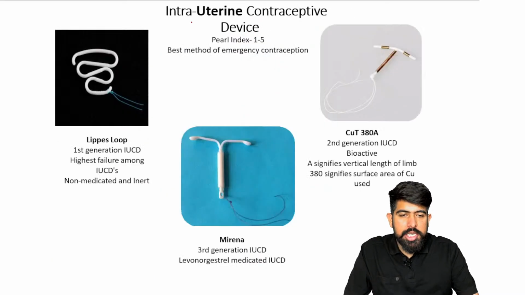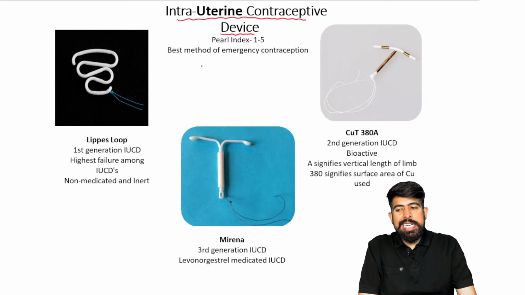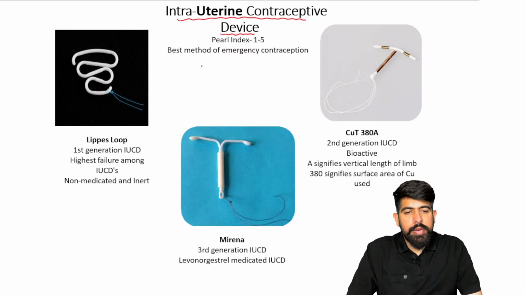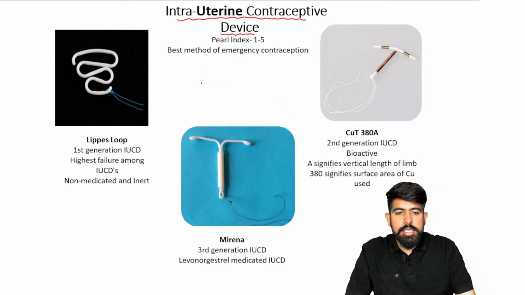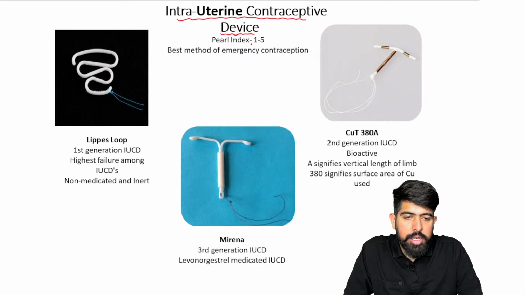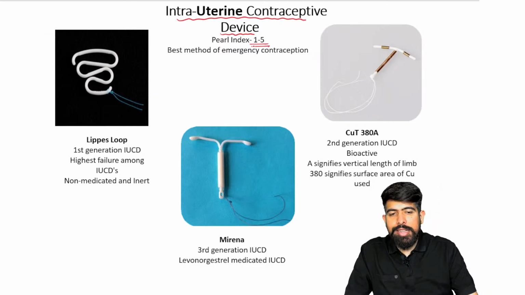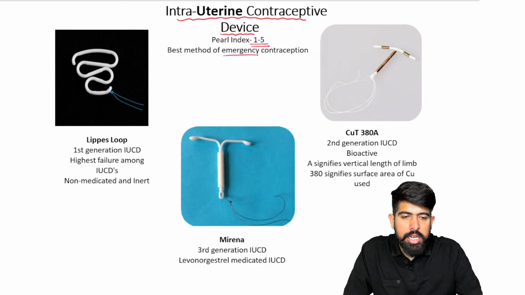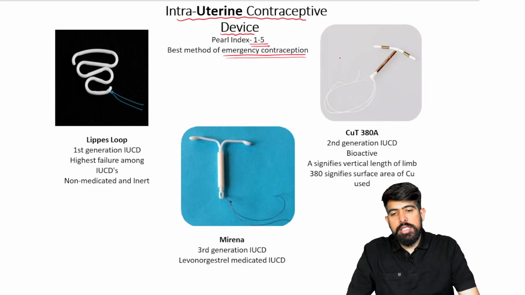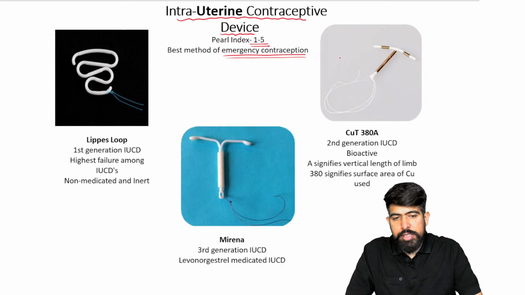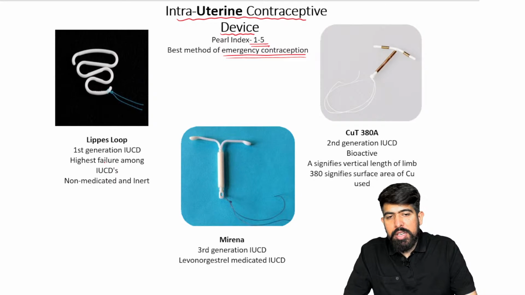Although we have the intrauterine contraceptive device, please understand the Pearl index is very low, just 1 to 5, and this is the best method of emergency contraception. What are the emergency contraceptives? What is the meaning of this intrauterine device?